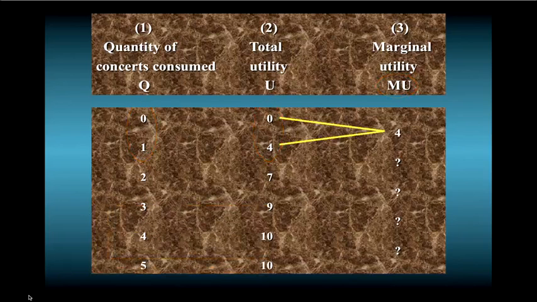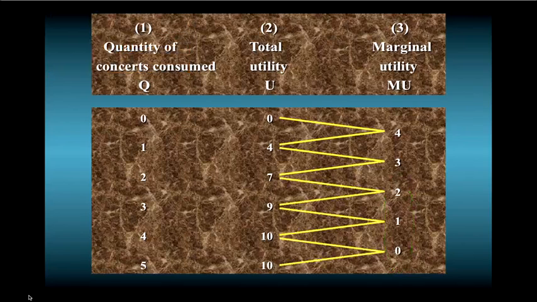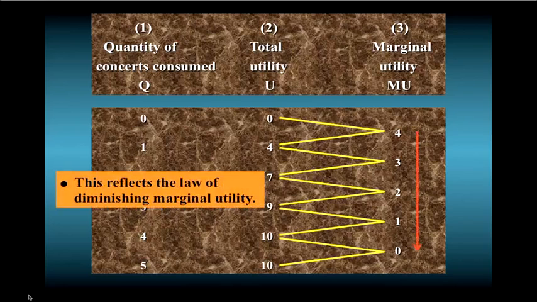That's right, it's 4. Now, how about if Phil increases his consumption by 1 more concert to 2? What is the marginal utility now? The answer is 3, which we get by subtracting 4 from 7. Now take a minute to fill in the marginal utilities in the rest of the table. Did you get it right? Note that in this third column, the marginal utility steadily falls as consumption rises. This reflects the law of diminishing marginal utility, and it is one of the most important concepts in economics.